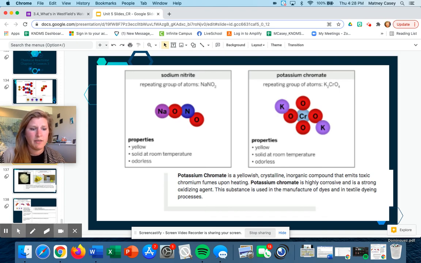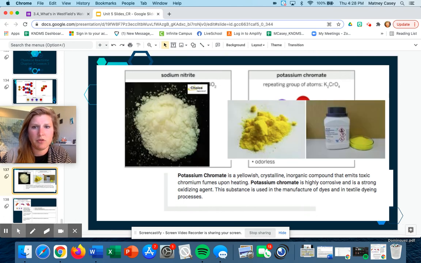So your job in this section is to figure out how these substances are similar or different, and I will also show you what they actually look like in person. You don't really need to know this, just if you're curious. Sodium nitrate is pictured there over top of that atomic model, as well as the potassium chromate over that atomic model. So they do look a little different, but they have very similar properties and different atomic structures. So your job is to nail that down for this section and then move on to the next.